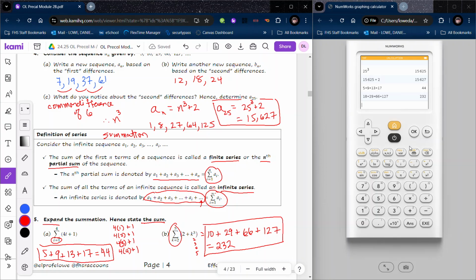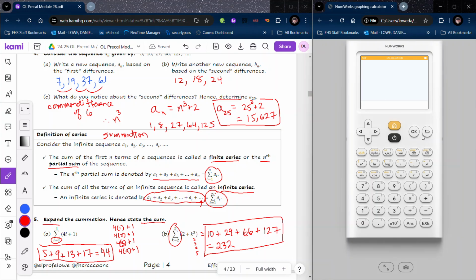These summations I can do in a different way as well. I can come to my toolbox, go down to calculus, and arrow down to my summation, and I can type those in. So if I have a summation from 2 to 5 of 2 plus my counter cubed, notice that it'll give me that summation of 232. But here I had to write the expansion first. And so since I already had the expansion, I didn't need to use this piece.